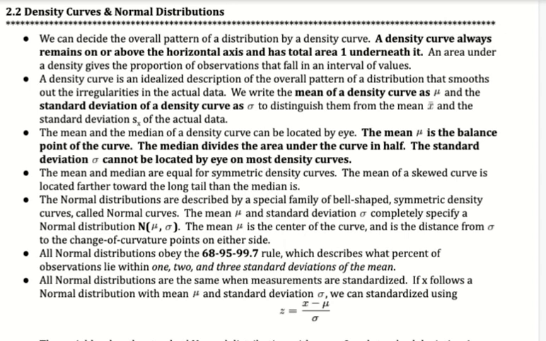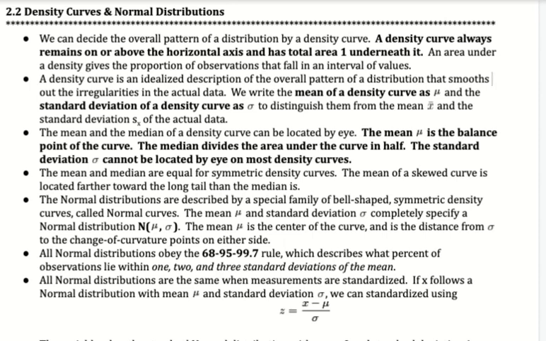The mean is the balancing point of the curve, so where you would put it so that it would balance perfectly on that point. The median divides the area under the curve in half, so half the data is on one side and half is on the other. It's not possible to eyeball the standard deviation on most density curves.